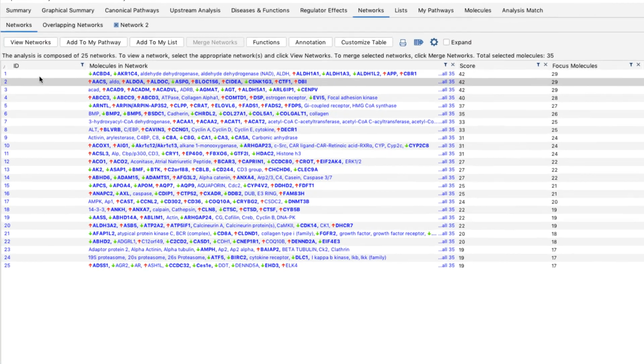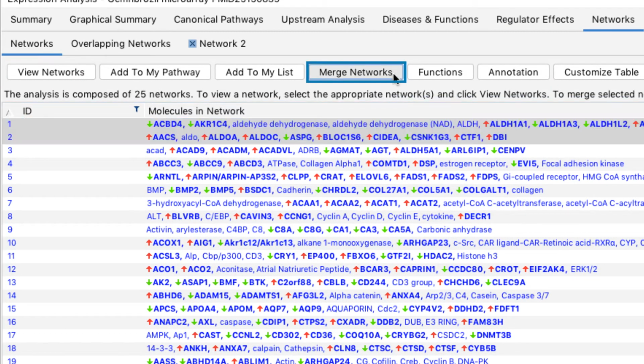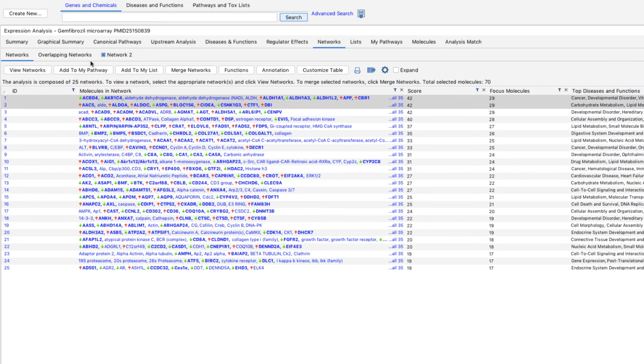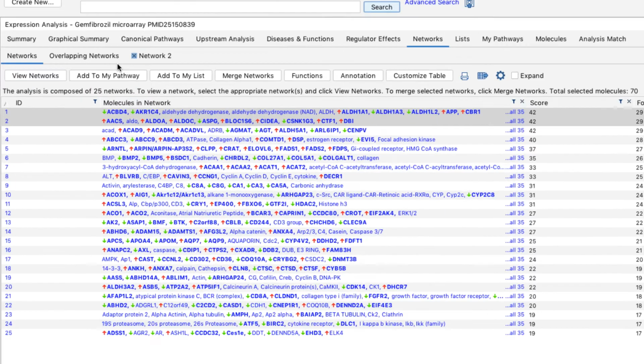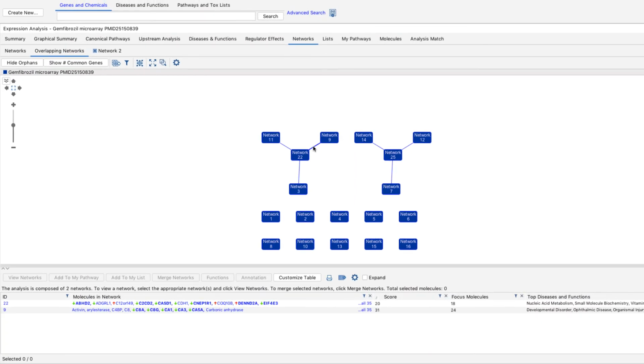Networks can be merged by selecting the networks of interest in the table and choosing the Merge Network button. The new connections among molecules are shown with fuchsia lines. Networks that contain the same molecules can be viewed by selecting the Overlapping Networks tab. You can view the identity of these shared molecules by clicking on the relationship lines.